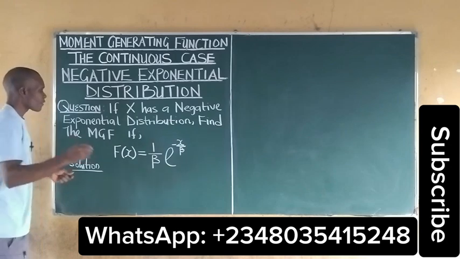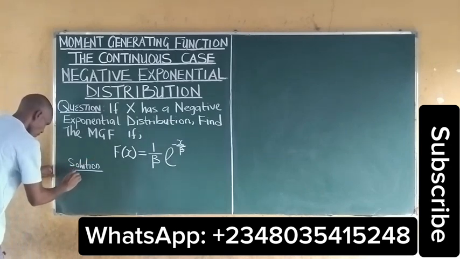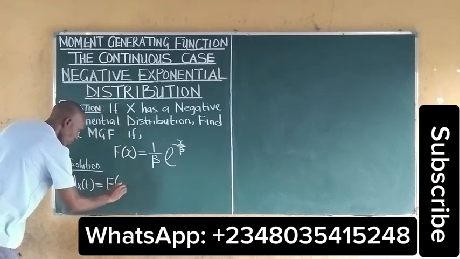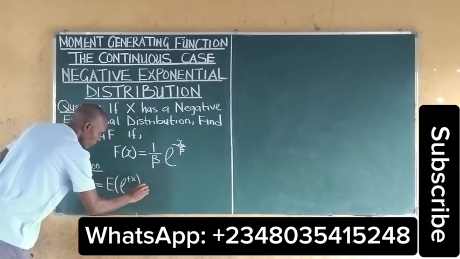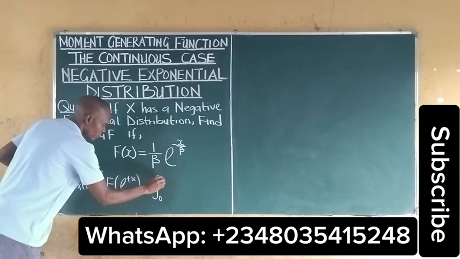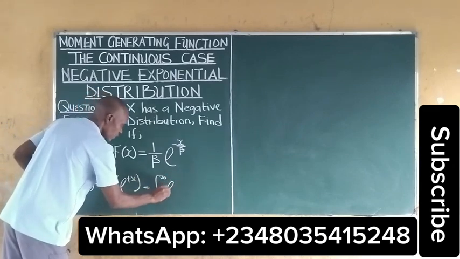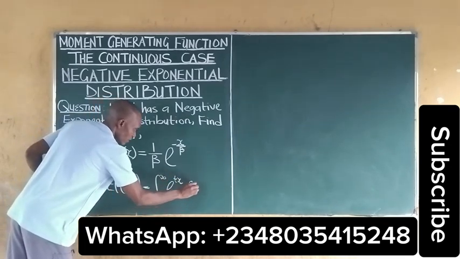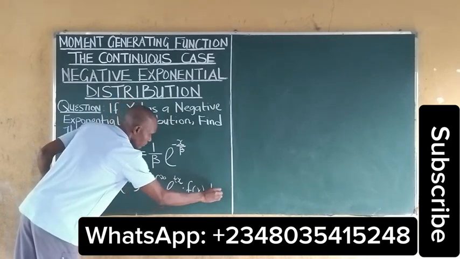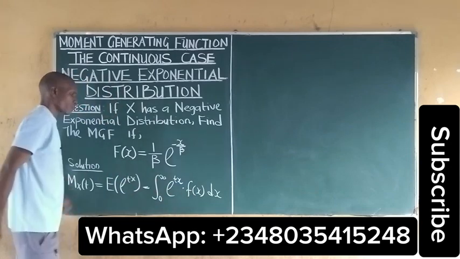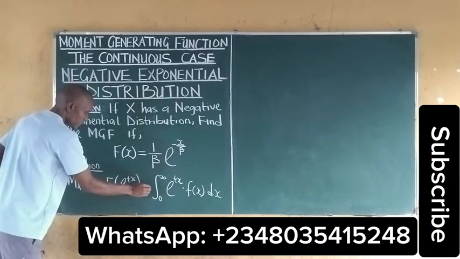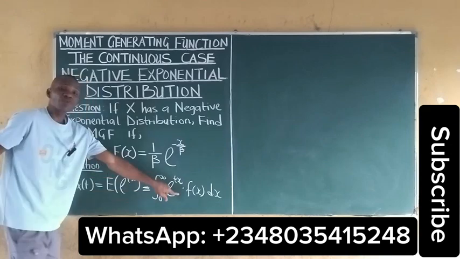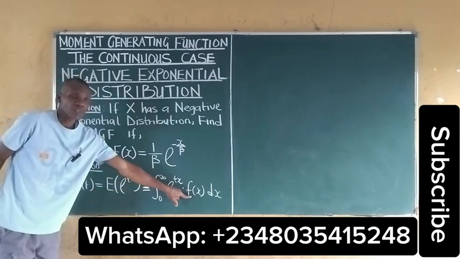We should recall that the moment generating function is equal to the integral ranging from 0 to infinity of exponential tx dot f of x, which is a multiplication of this. The next thing to do is to use this negative exponential distribution and infuse it into this function here.